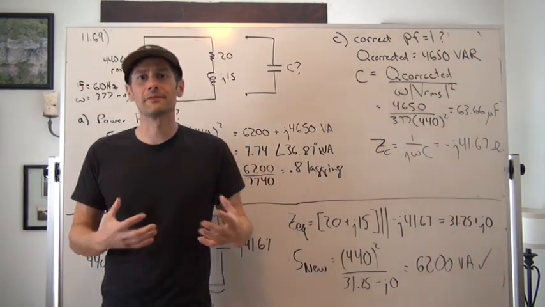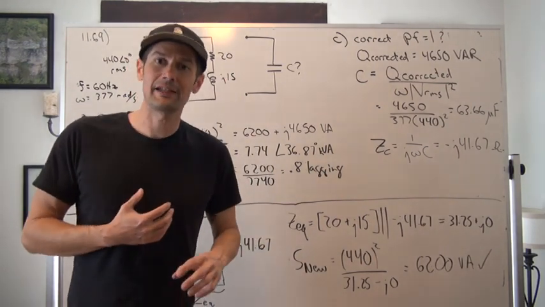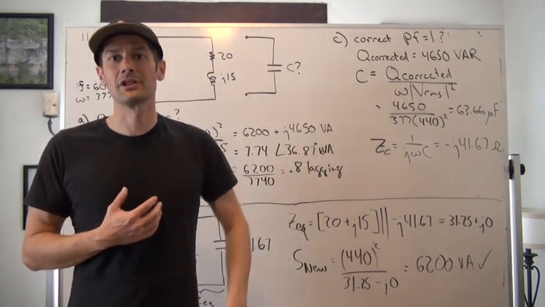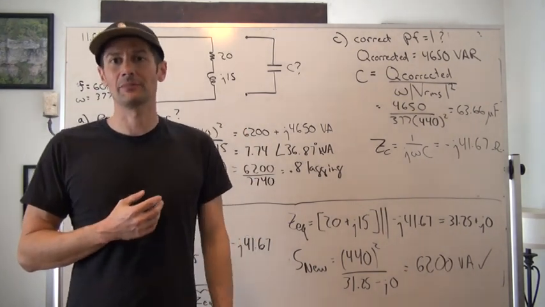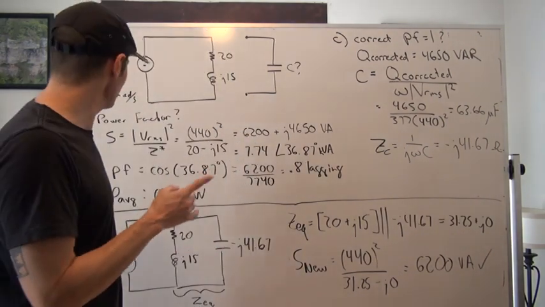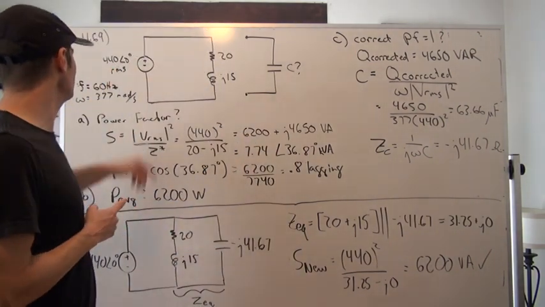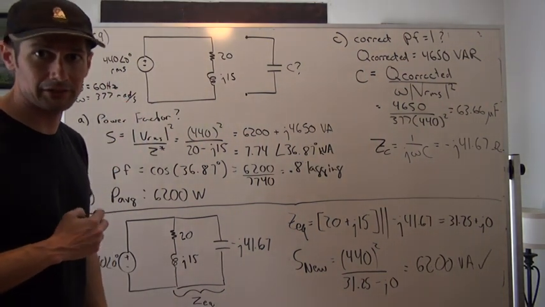And there's a lot of benefit for this. Power companies like this because it means that they don't have to produce as much complex power to deliver the same amount of real power. So in this case, we have 440 at an angle of 0 degrees RMS with 377 radians per second.